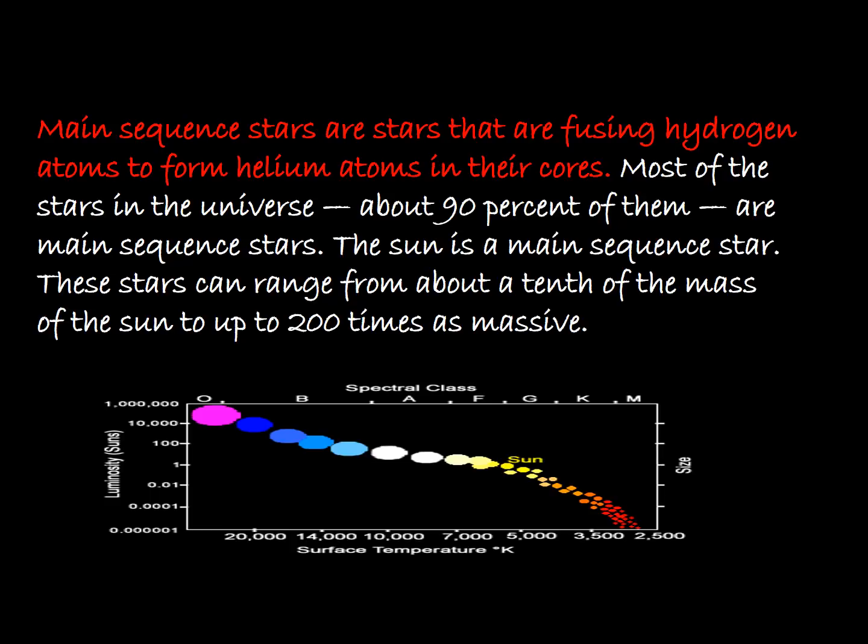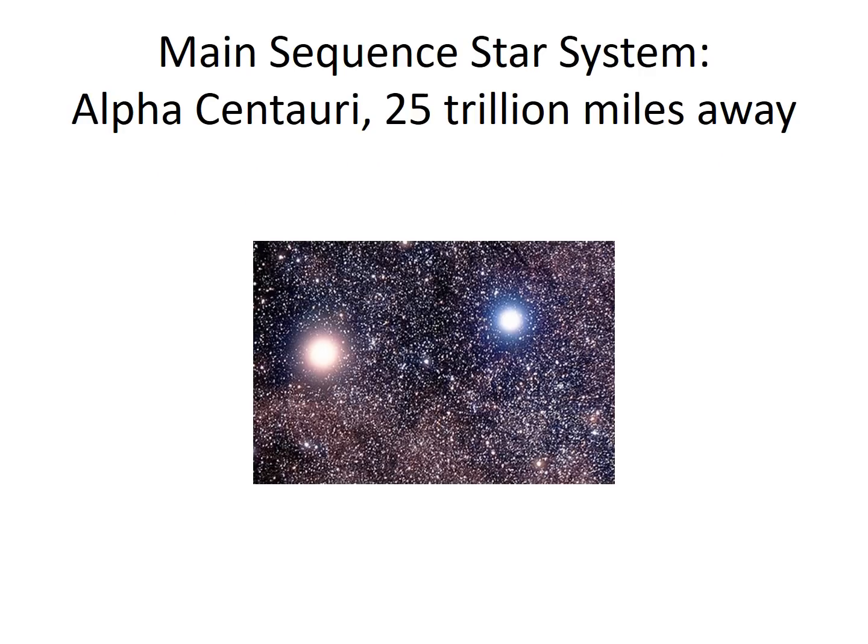These stars can range from about a tenth of the mass of the sun up to 200 times as massive. So if you look along here, this is the main sequence. And so stars that are here are again still generating helium in their cores. And as you can see, this is where our sun lands on that spectrum. It's average, it's not the biggest star, it's not the smallest, it's average. Just a picture of Alpha Centauri.